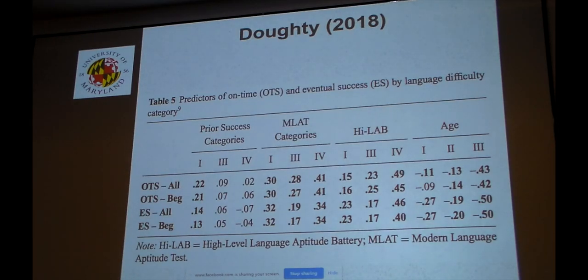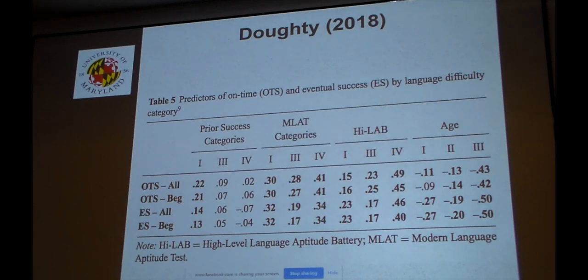No, don't worry. So if you look at the categories there, the columns, I mean MLAT and then HiLAB, you have 1, 3, 4, 1, 3, 4. These are different levels of difficulty of languages, 1 being the easiest, 4 the most difficult. So 1 would be for an English speaker Spanish, 4 for instance Chinese or Arabic. And if you look at how well the MLAT predicts for 1 versus HiLAB, you see that the correlations are higher for the MLAT than for HiLAB. But as expected, this was really the whole goal.